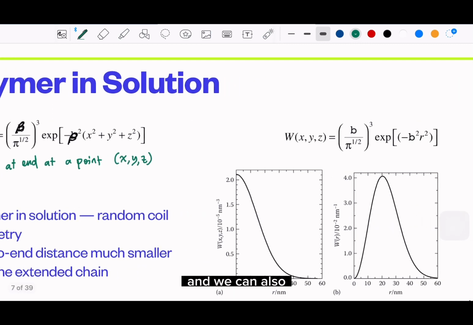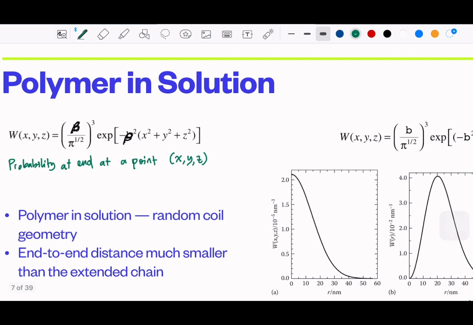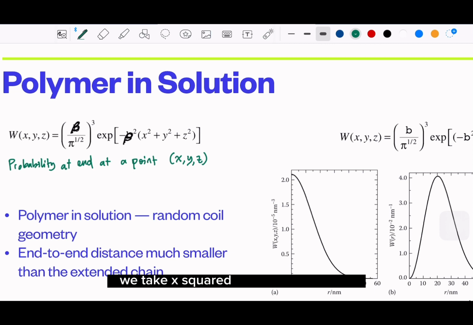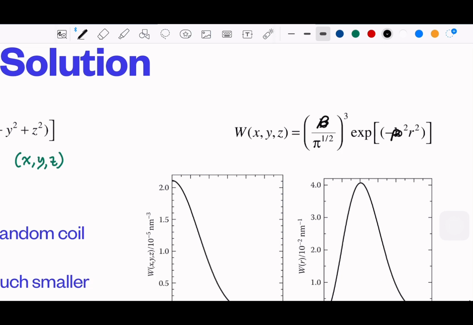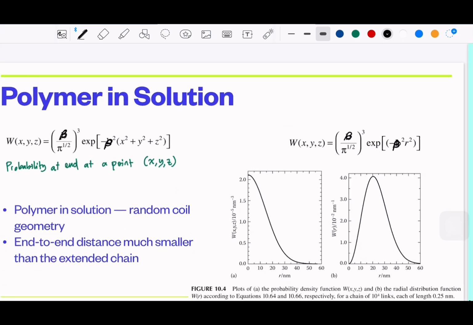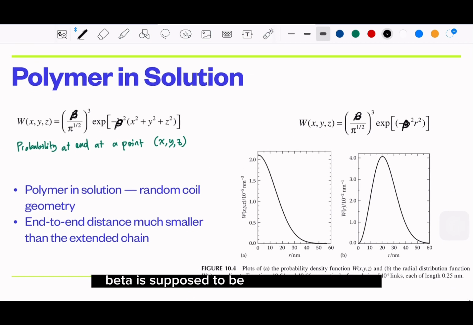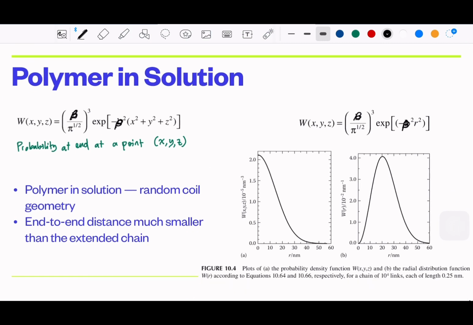And we can also take the XYZ into our R. We take x squared plus y squared plus z squared is equal to r squared. We could also remodel the formulations and make it into r squared. This is beta. Beta is supposed to be a constant. And this can also be written as W of R.